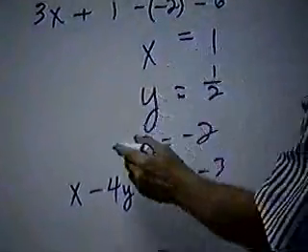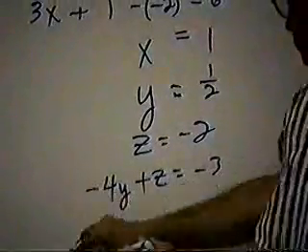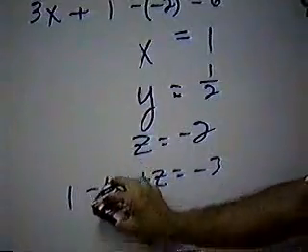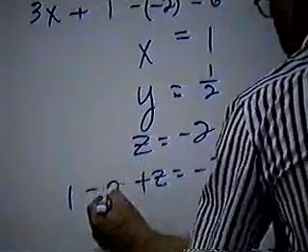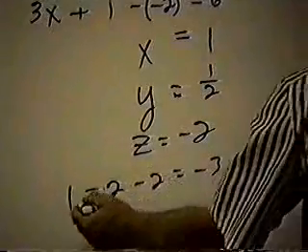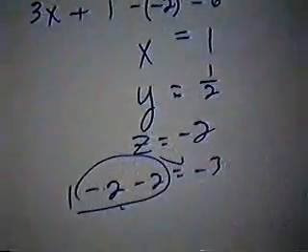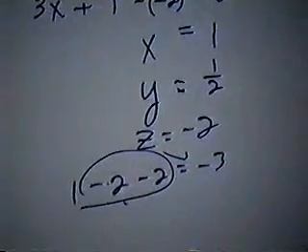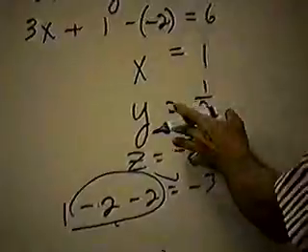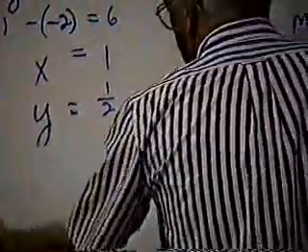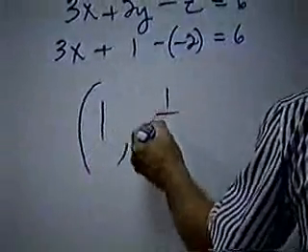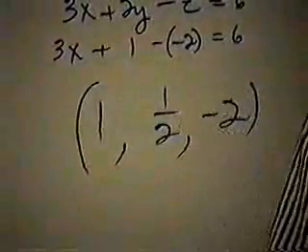If we plug a 1 for x, then this would be 1. A 1/2 here. 4 times a half is 2. Put a 2 there. And z is a minus 2. Replace that with a minus 2. And sure enough, it checks out. So apparently we did this correct. So the solution set to this is the single point 1, 1/2, -2.